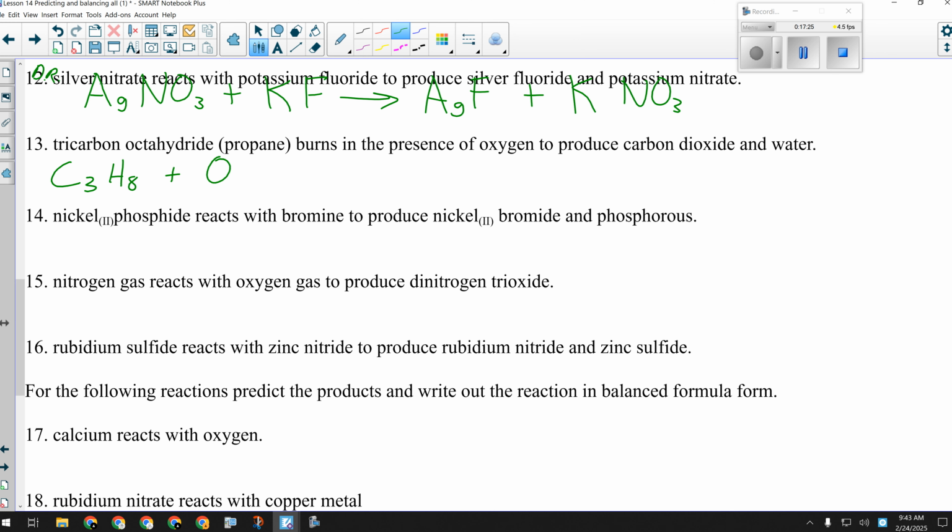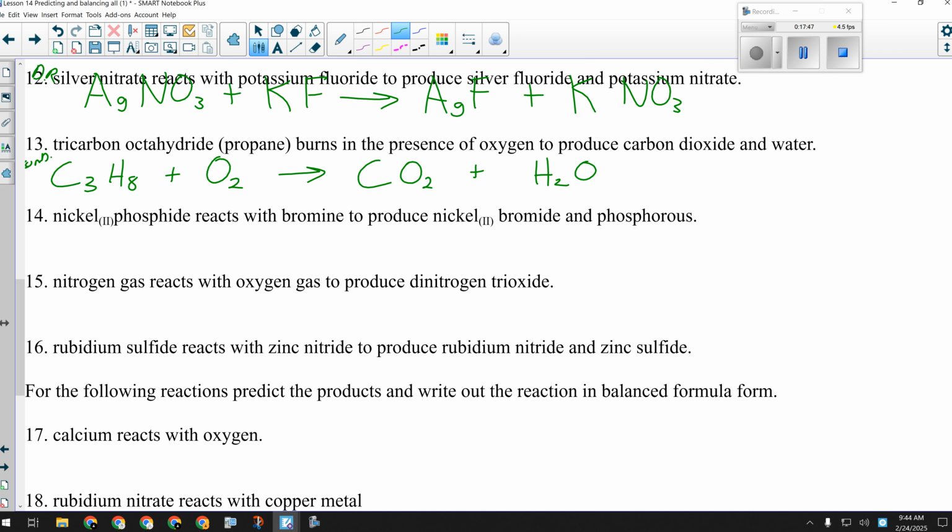Special element? Yeah. All right, so that's what our reactants are going to look like. And it's going to produce carbon dioxide, CO2, and water, H2O. What kind of reaction is that? It's a combustion reaction. So we write that down, combustion.